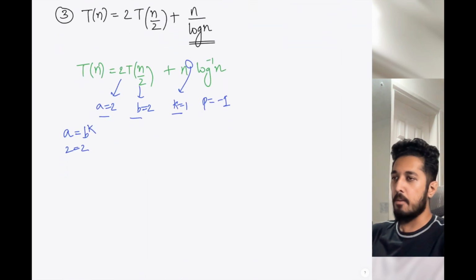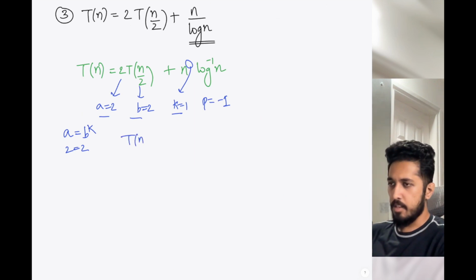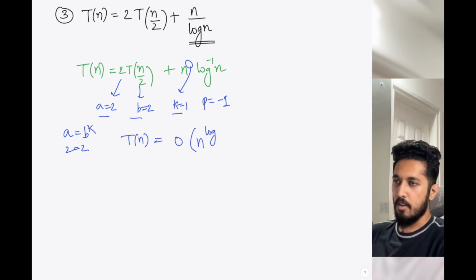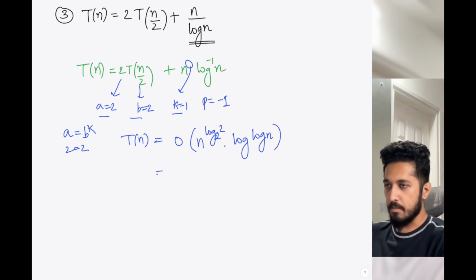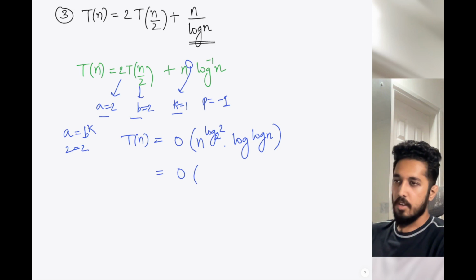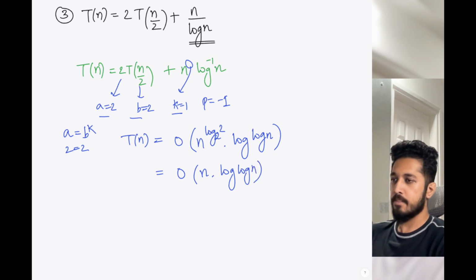Therefore, our time complexity will be equal to big O of n to the power log base a, which is nothing but 2 in this case, 2 into log of log n. If we substitute log base 2 of 2 as 1, we get big O of n log of log n. So this will be the time complexity in this case.